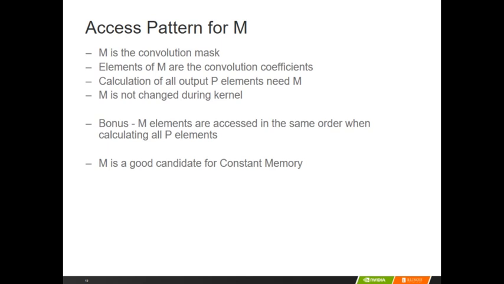A very important behavior in accessing M is that all the threads in a thread block will be accessing M in exactly the same order in the inner product loop. This means that during the execution, the value of the M elements can easily be broadcast to all the threads in the thread block at every step of their inner product loop execution.